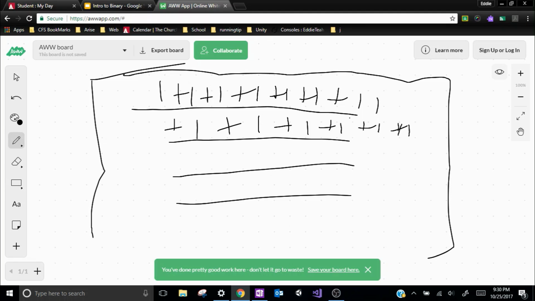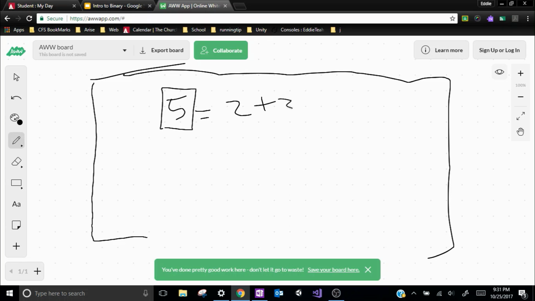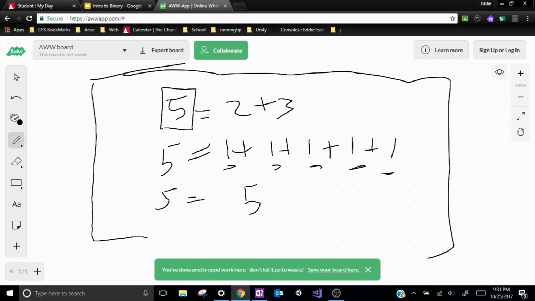So we need a number system because it gives us a set of values that we can use to represent other numbers. For example, 5 is just one digit, and 5 can be used to represent 2 plus 3. 5 could be used to represent 1 plus 1 plus 1 plus 1 plus 1. That's 1, that's 1, that's 1, that's 1, that's 1. If you add those up, you get 5. 5 could also be used to represent 5 times 1.